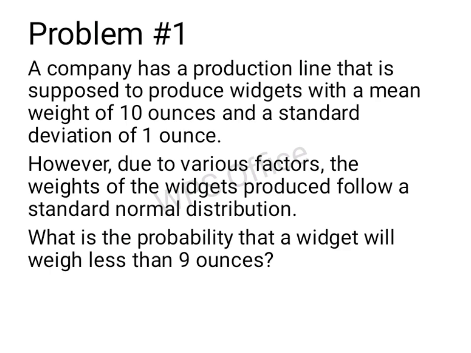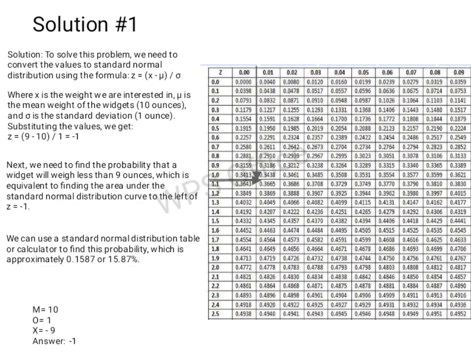Solution number 1. To solve this problem, we need to convert the values to standard normal distribution using the formula z is equal to x minus mu, the mean, divided by sigma, the standard deviation, where x is the weight we are interested in, mu is the mean weight of the widgets, which is 10 ounces, and sigma is the standard deviation, 1 ounce. Substituting the values, we get z is equal to 9 minus 10 divided by 1, which is -1.